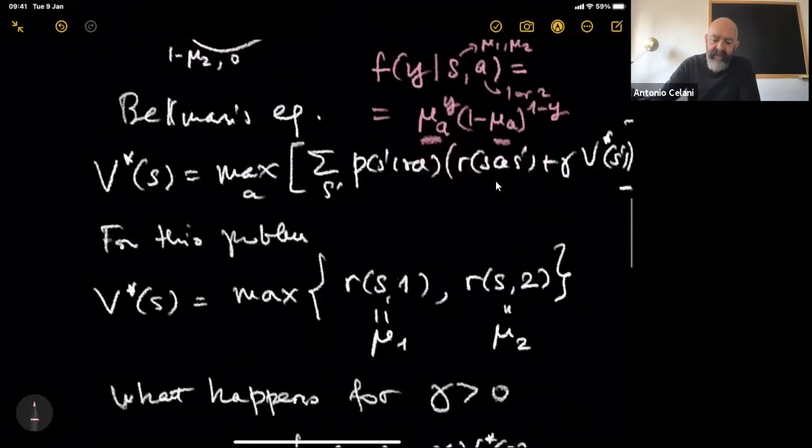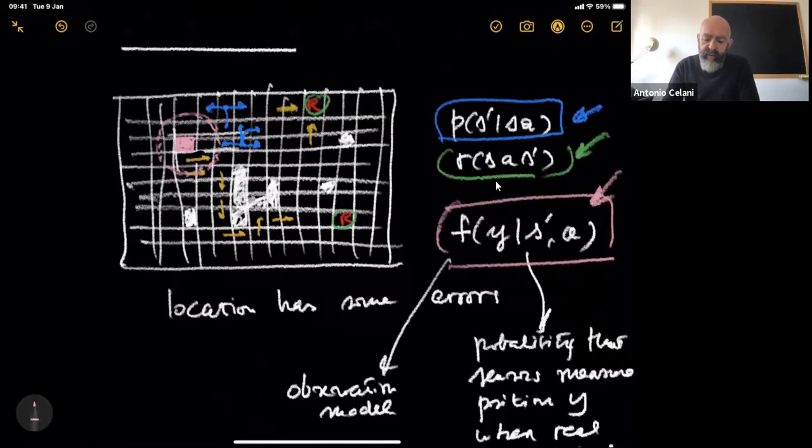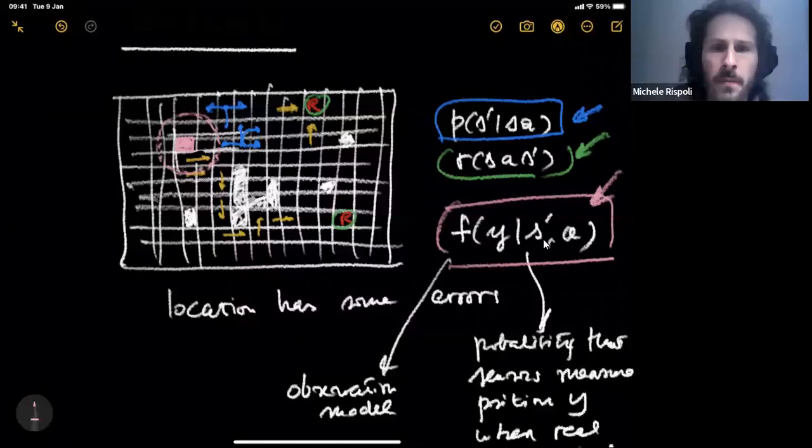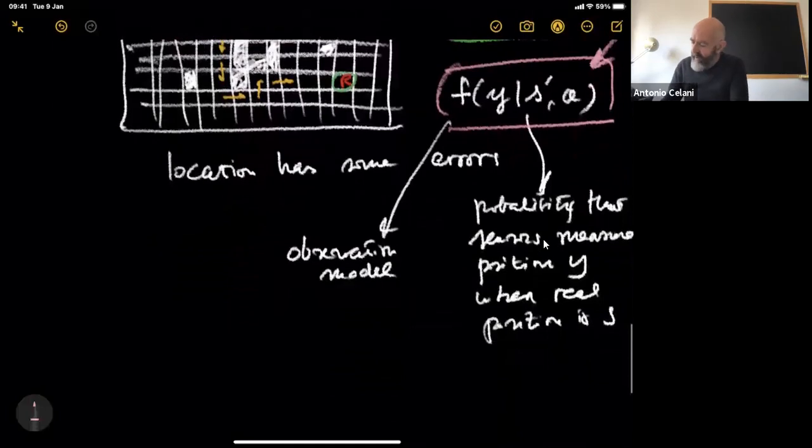And here it's the same. You know what form this function has, but you don't know what the S primes are, meaning you don't know some of the parameters that are present in this distribution. Okay. Thanks. Sure. Very good. So a third example.